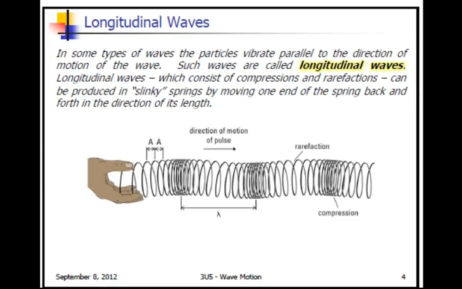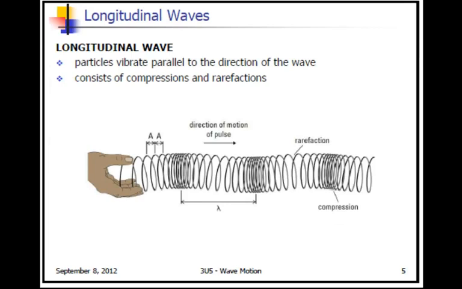The other main type of wave is the longitudinal wave. Because the particles move in the same direction as the wave is directed, we have periods where the particles are close together and periods where they're spread apart. When they're close together, we call that a compression, and when we have a spread apart portion, we call that a rarefaction. So for a longitudinal wave, particles vibrate parallel to the direction of the wave, and they consist of compressions and rarefactions.